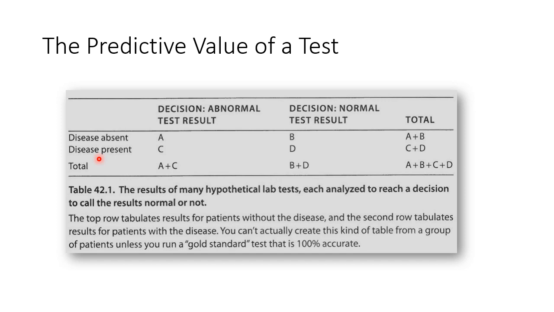So again, you're comparing these tests, and you can get an idea of, okay, is the disease absent or is the disease present? And then you look at whether the test itself was abnormal or normal, right? Normal being, let's say, no disease, abnormal being that yes, the disease is present. So again, looking at this, we can get a total of all the people who had an abnormal test.